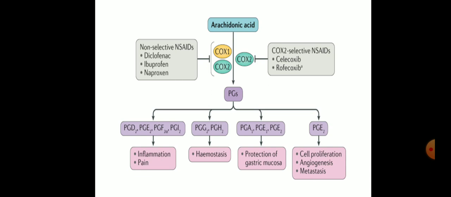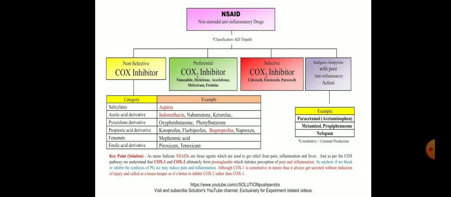Based on these inhibitions, we can classify NSAIDs. Based on the inhibition of these enzymes, we can classify NSAIDs. As I already said, when an NSAID inhibits both COX-1 and COX-2, they are called non-selective COX inhibitors.